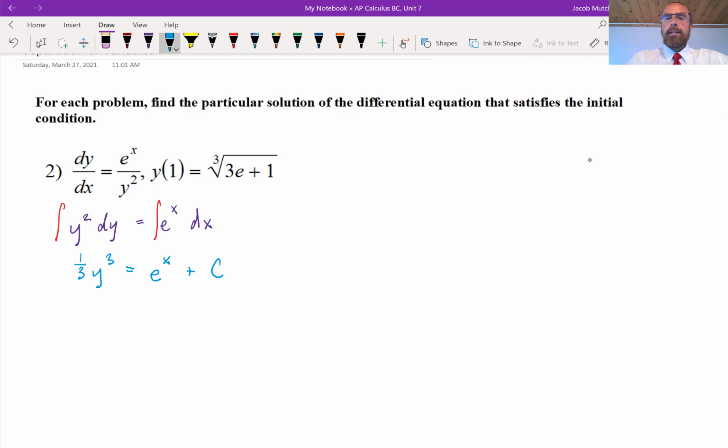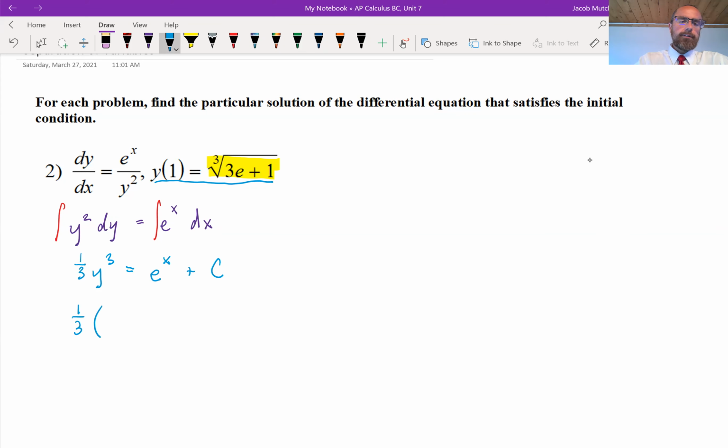What we're interested in, however, is the particular solution when y at 1 equals the cube root of 3e plus 1. Essentially, I want to plug in an x and a y value so that I can solve for c, take that c, substitute it back in, and that'll give us a particular solution. So let's do that. My y value is given by the right side, the cube root of 3e plus 1. So I'm going to plug that in.